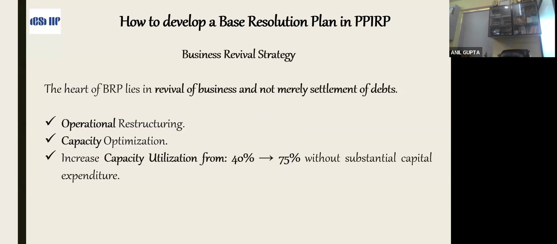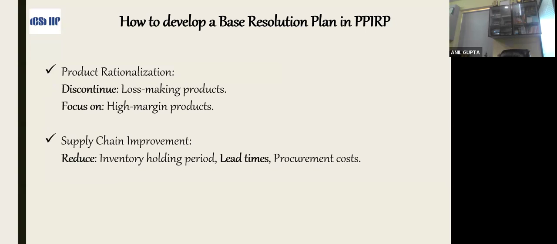And business strategy. The heart of a base resolution plan lies in revival of the business, not merely settlement of debts. Operational restructuring and capacity optimization: an increase in capacity utilization from 40 to 75% without substantial capital expenditure. So, earlier it was 40% capacity, now you are going to increase it. Okay, then he will agree. And product rationalization.